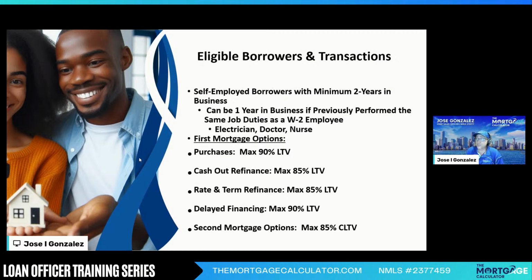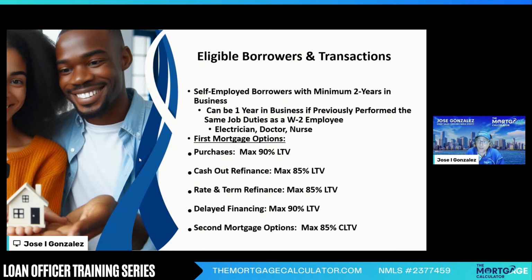If the borrower has been in business for at least 12 months and previously performed the same job duties as a W-2 employee, like an electrician, a doctor, or a nurse, if we can show that connection, and with a limited employment gap, of course, then pretty sure that we would be able to approve you for that loan if that's your scenario. If you've been at least 12 months self-employed, but you were doing the same job duty or type previously as a W-2 employee.